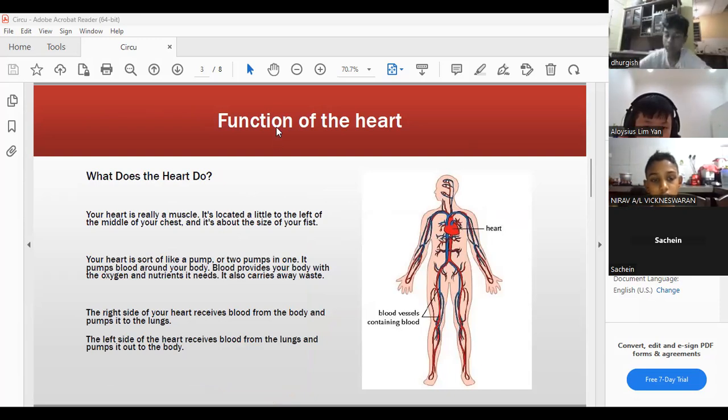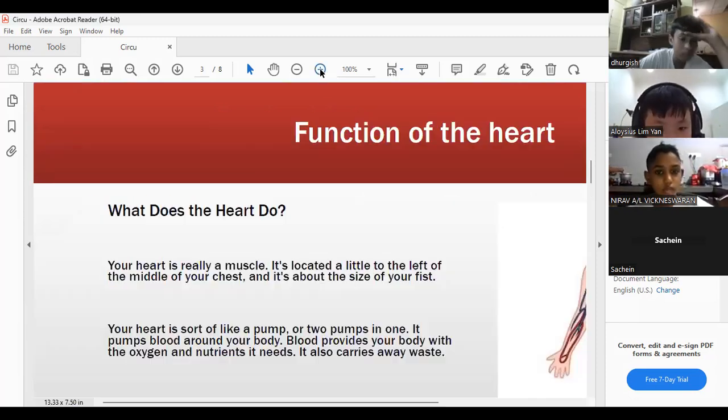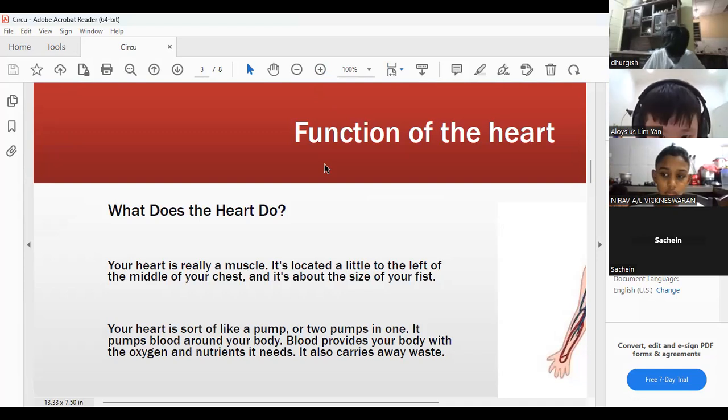Aloysius, can you please read this first one? Can you see the screen on your side? Yes. Okay, can you read? Your heart is really a muscle. It's located a little to the left of the middle of your chest, and it's about the size of your fist.